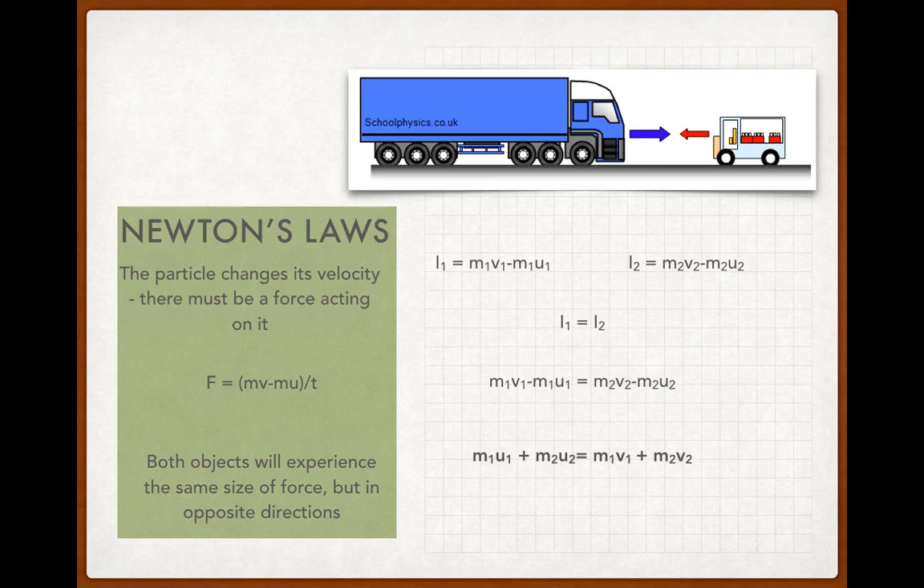Okay, quantity-wise, m1 is the mass of the first object, m2 is the mass of the second object. u1 and u2 are the initial velocities of the first and second object. They're the velocities before the collision. v1 and v2 are the velocities after the collision. So what this is saying is the momentum of the two trucks beforehand should be equal to the momentum of the two trucks afterwards. So if one truck hits the other, then the total momentum going in should be equal to the total momentum going out. That's why it's called the principle of conservation of momentum.